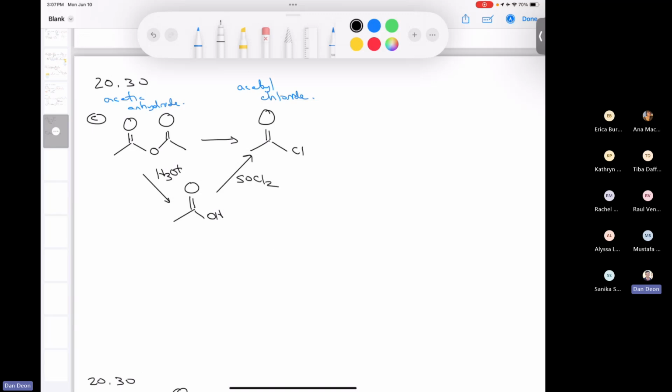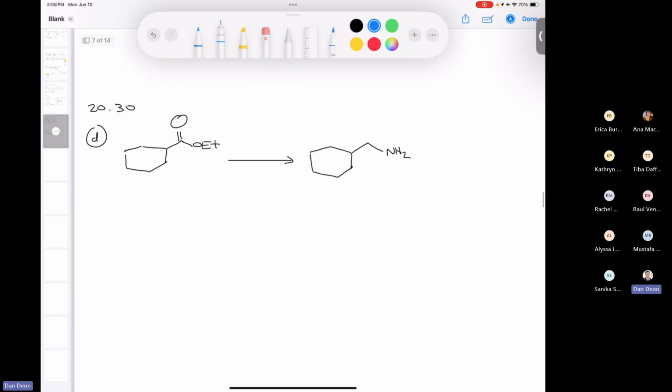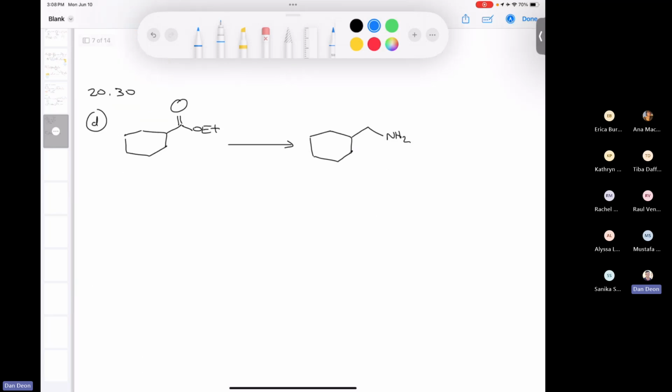For the first step, I would even accept, instead of H3O plus, just H2O. If you put acetic anhydride in water, it's electrophilic enough that it's going to hydrolyze it down to the carboxylic acid. And the last one is taking the ethyl ester and making a primary amine. This is very similar to the other reactions that we looked at. If we want to make the primary amine, we're going to make that from the primary amide, and that's just going to require a lithium aluminum hydride reduction.